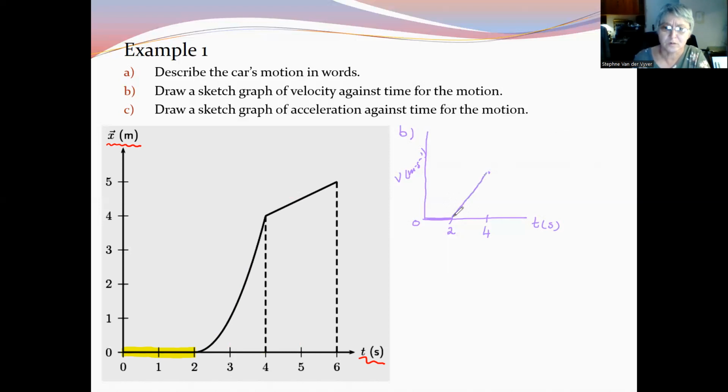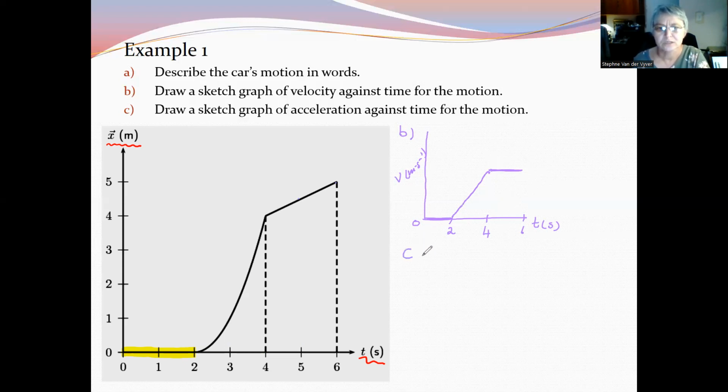Because of the uniform acceleration, the velocity increased by the same amount per second, so the graph will be a straight line graph with a gradient. And from 4 seconds to 6 seconds, the object moved the same distance per second, so it means that the velocity was constant. So that part of the graph is parallel to the time axis.